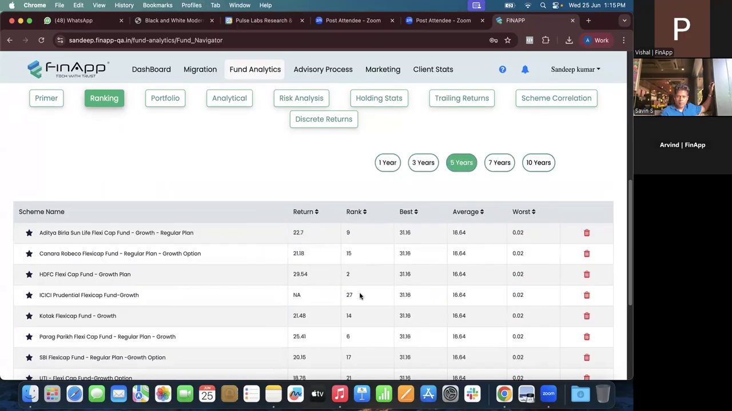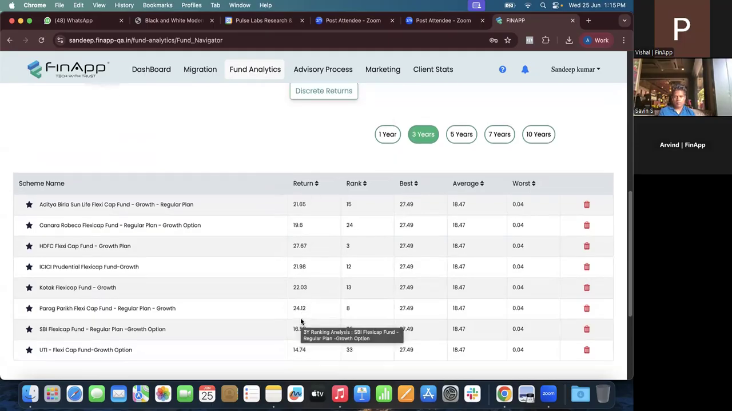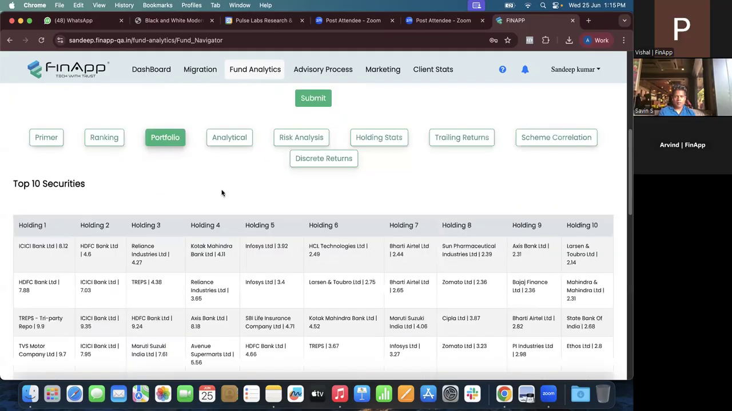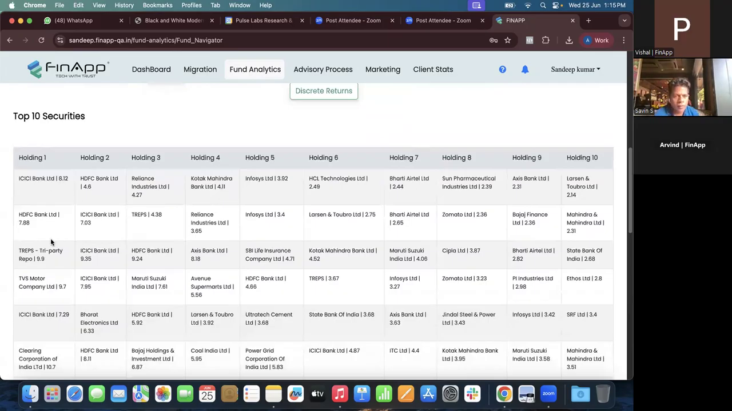So you can see what is happening in the funds, how consistent they are in their own category, best returns, average returns, worst returns during this 3 year period. And this year, as on date return. Now, another interesting feature is the portfolio of each one of these funds.